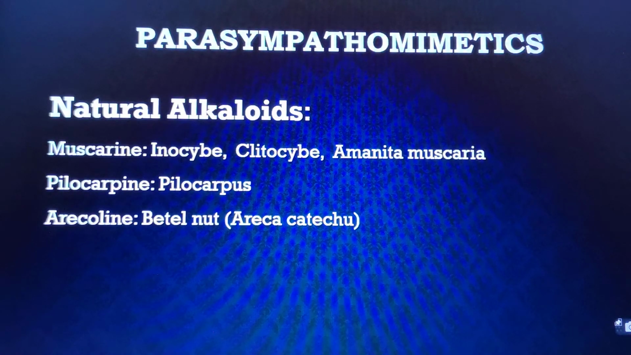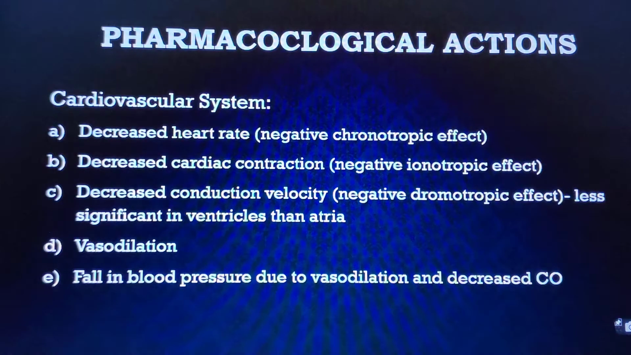The other category of parasympathomimetics is natural alkaloids, that is muscarine, which comes from Inocybe, Clitocybe or Amanita muscaria; pilocarpine, coming from Pilocarpus; and arecoline, which comes from betel nut, which is Areca catechu. So these are the natural alkaloids with parasympathomimetic or cholinomimetic effects.